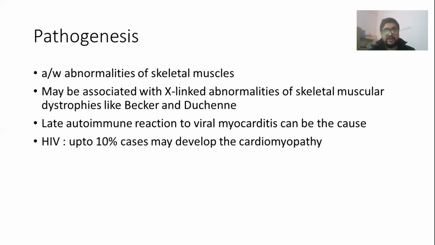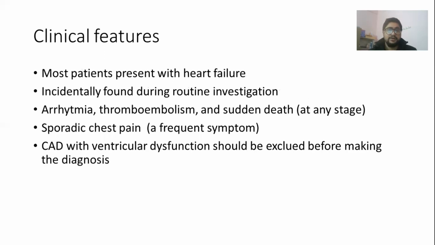In some cases, dilated cardiomyopathy is also associated with other skeletal muscle abnormalities, which can be seen in X-linked skeletal muscular dystrophies like Becker's and Duchenne's muscular dystrophy. Similarly, some dilated cardiomyopathies may be secondary to a late autoimmune reaction to viral myocarditis. Similarly, HIV can cause cardiomyopathy, and dilated cardiomyopathy in 10% of the cases.